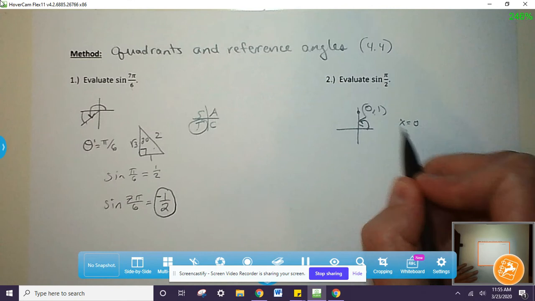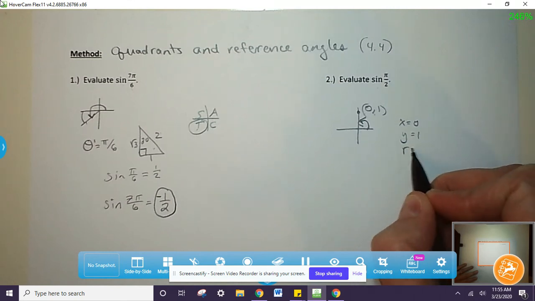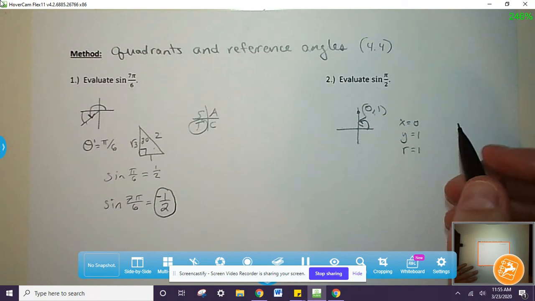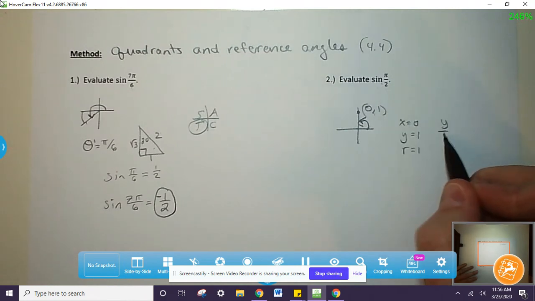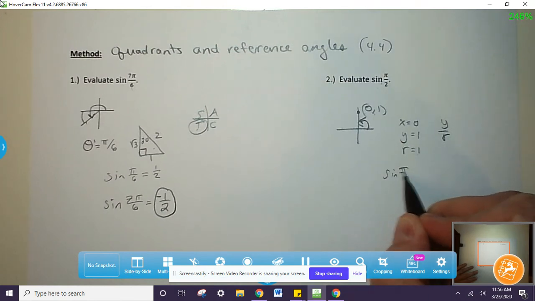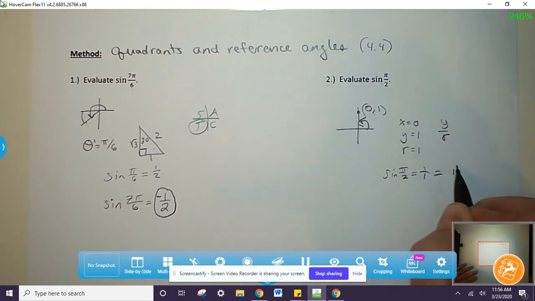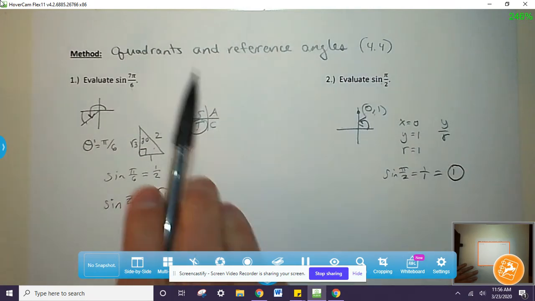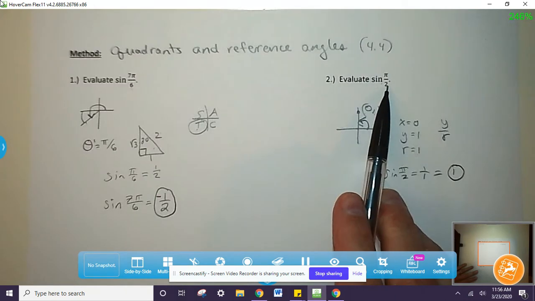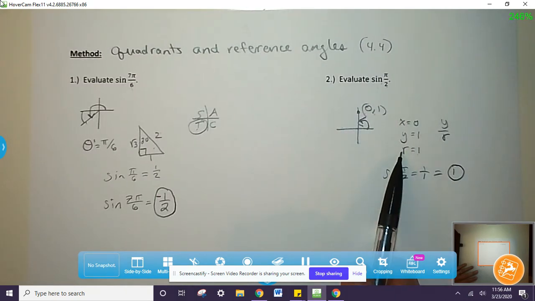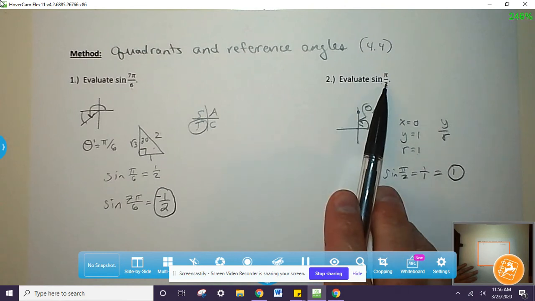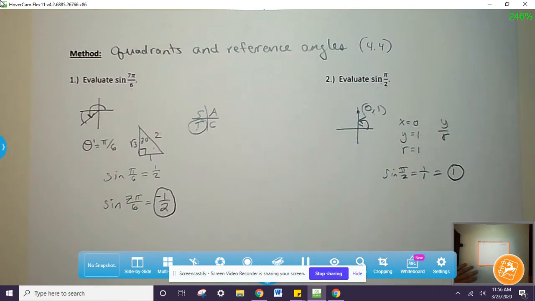So if we choose (0, 1), that's our x and our y, and our r is 1 for any of those points that we choose on the unit circle. And since sine's definition is y over r, we're going to go ahead and put 1 over 1. And the sine of pi over 2 comes out to 1. So even if you prefer the quadrants and reference angles method, if you're dealing with a quadrant angle, you are going to have to use basically the unit circle or think about the point on the terminal side of whatever the angle is. So that's evaluating.